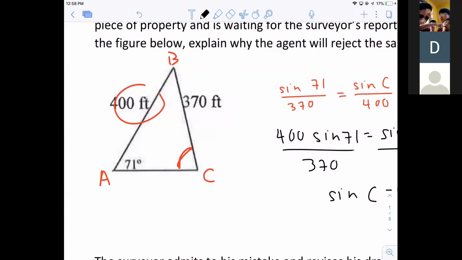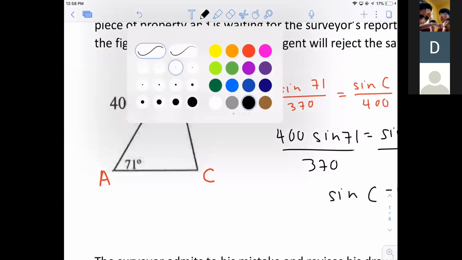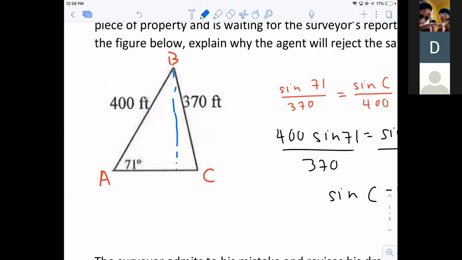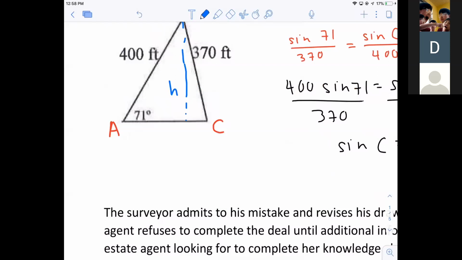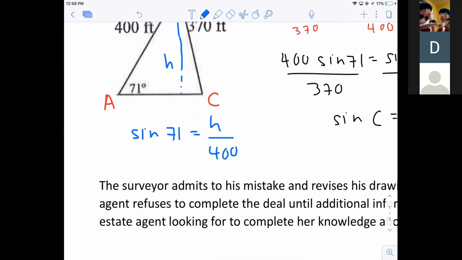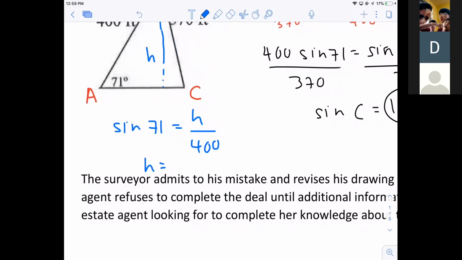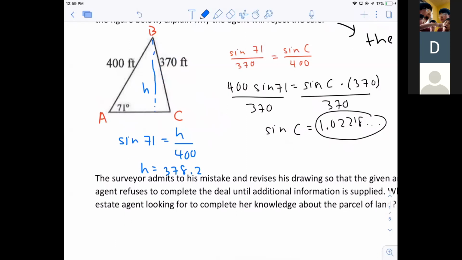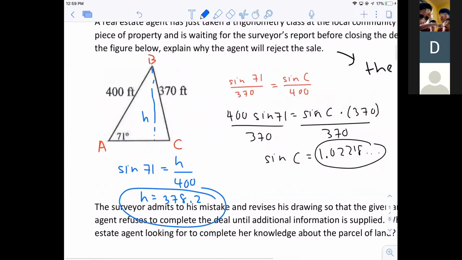So let's try to find the length of H here. That H is going to be this guy if you draw it. So let's find the length of H. I'm going to do sine of 71 is equal to H over 400. H is going to equal 400 times sine of 71. Let me do that real quick. And that is equal to 378.2 something. So as we can see, this height here has to be more than 370 feet, which is why there's no possible triangle. Cool? Does that make sense?